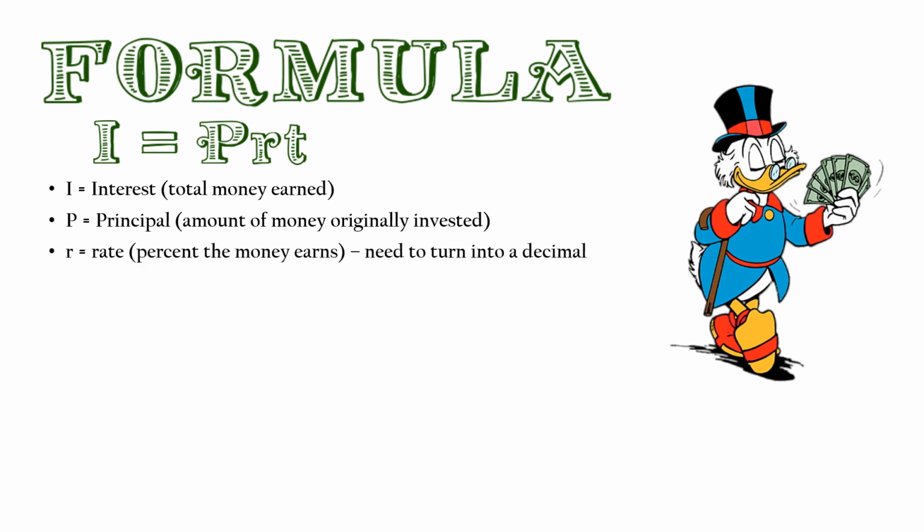R is the rate, which is the percent the money earns, and that needs to be turned into a decimal. It'll always be given to you at first as a percent, and by moving the decimal place twice to the left, we will turn it into a decimal so we can use it in our formula. And then T, as we said before, is time, and it must be in years.